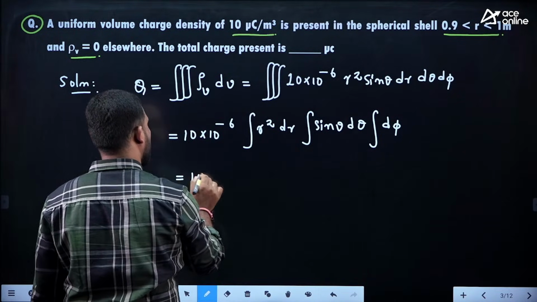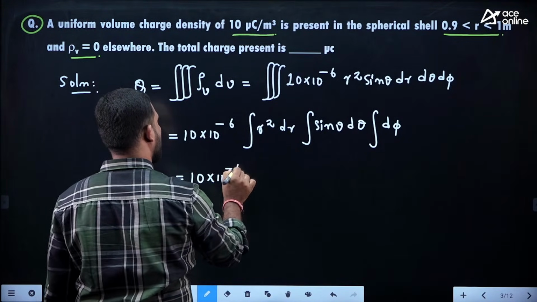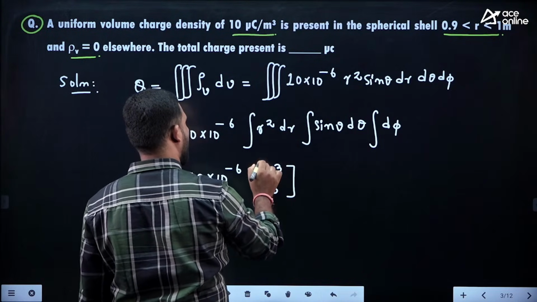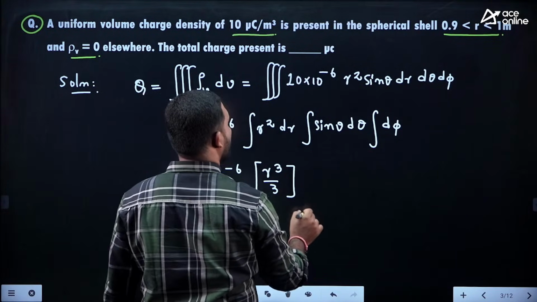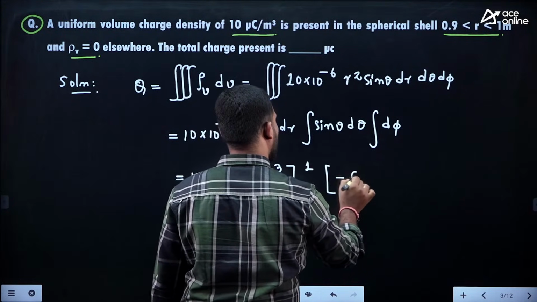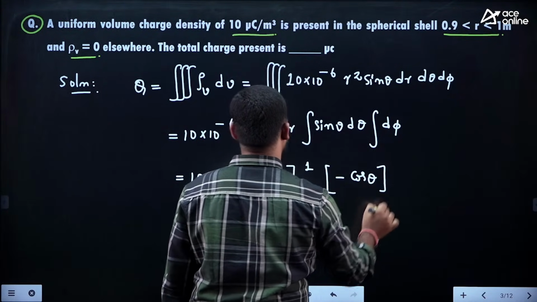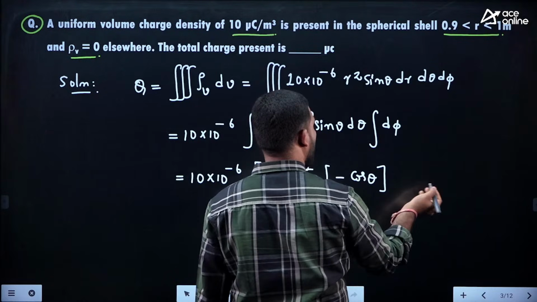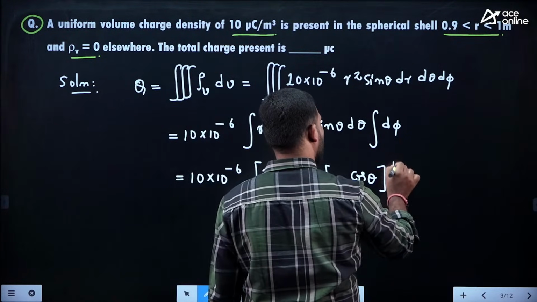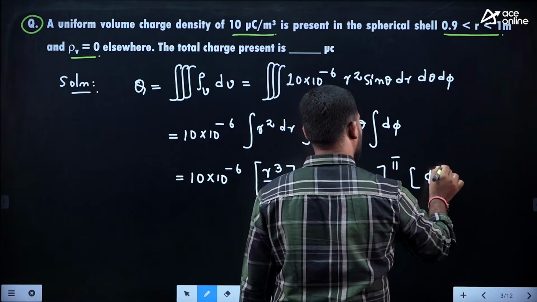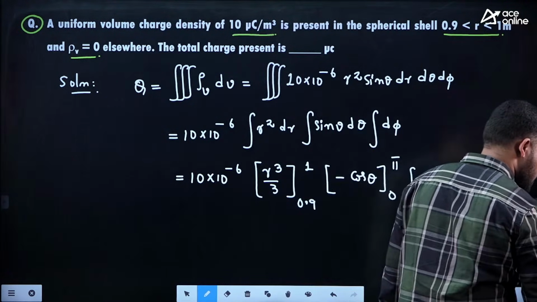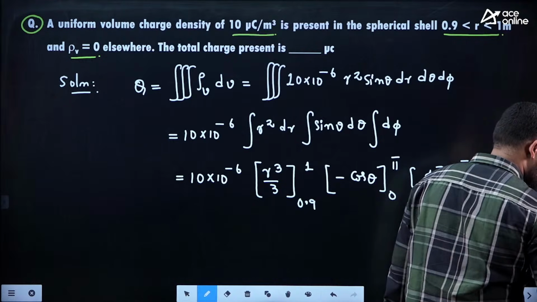So it is 10 into 10 to the power of minus 6, into r cube by 3, with r limits from 0.9 to 1, then minus cos theta, with theta limits from 0 to pi for the sphere, and here it is phi, with limits from 0 to 2 pi. Substitute upper limit minus lower limit.